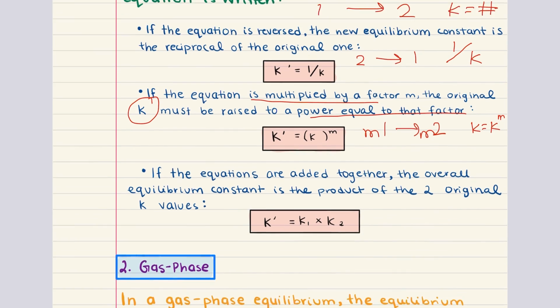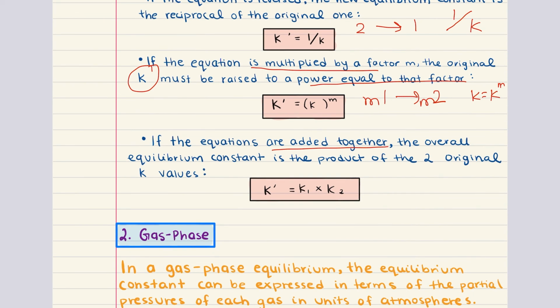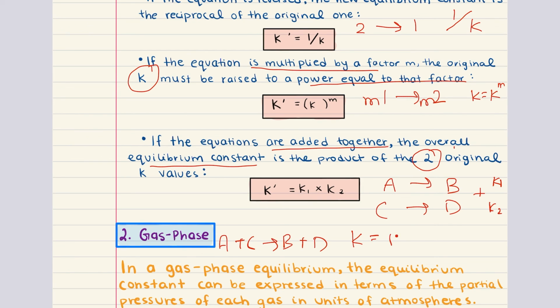And then finally, if the equations are added together, the overall equilibrium constant is going to be the product of the two original K values. So if you have a reaction A to B and C to D, and you add these equations together, each of them have an equilibrium constant, then your new equilibrium constant for A plus C gives you B plus D is going to be equal to K1 times K2.